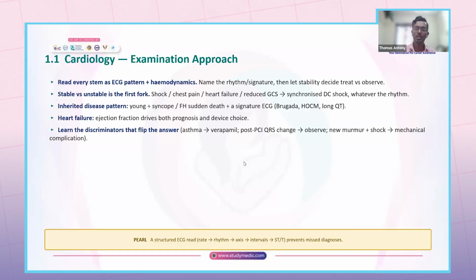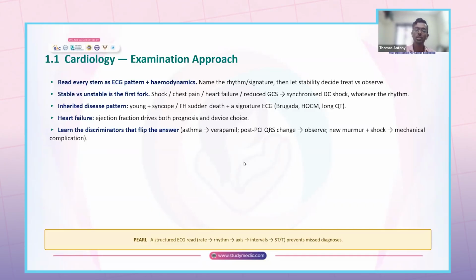In case of inherited disease patterns, you know that this will usually be in young people, and if there is a syncope or family history of sudden death and signature ECG changes, like in Brugada syndrome, HOCM or long QT syndrome. Heart failure: the ejection fraction drives both prognosis and device choice, because the classification itself is based on the ejection fraction. If the ejection fraction is low, it is considered a poor prognostic factor. We have a different set of management strategies for patients with reduced ejection fraction and preserved ejection fraction.